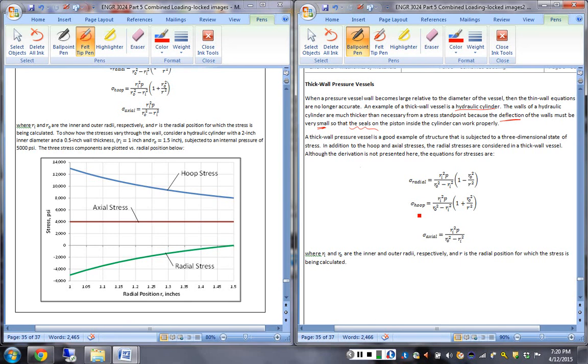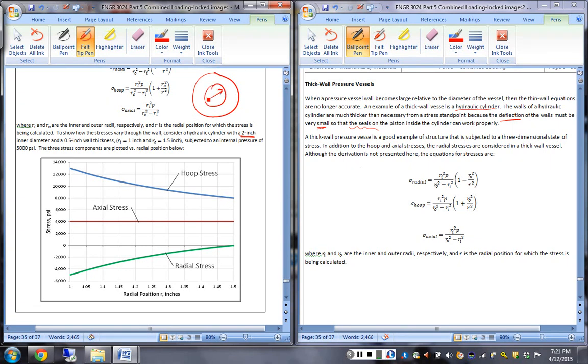So the example that we're going to look at is this hydraulic cylinder. It's got a 2-inch inner diameter and a 1/2 inch wall thickness. So across here is 2 inches. We know that the inner radius, r sub i, is 1 inch, and the wall thickness is 1/2 inch. So we have r sub out is 1.5 inches.